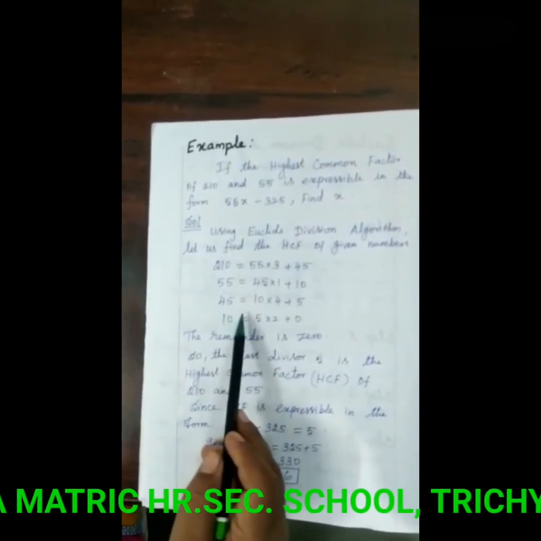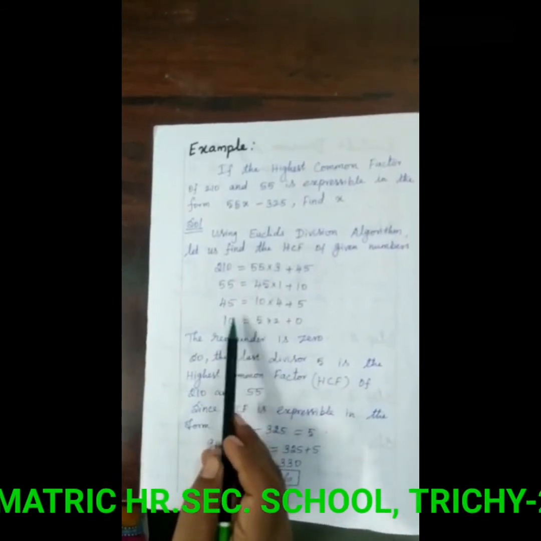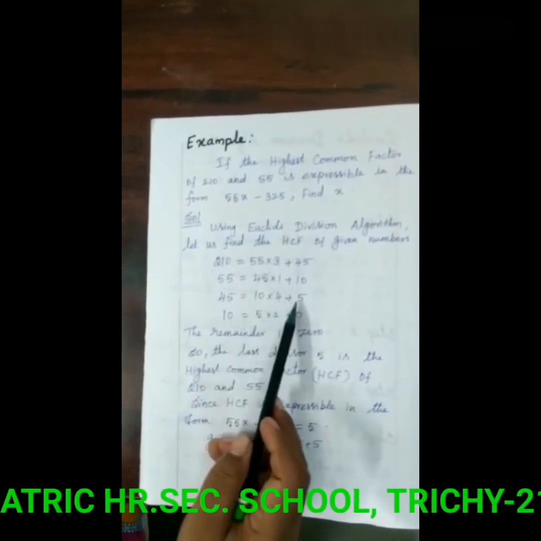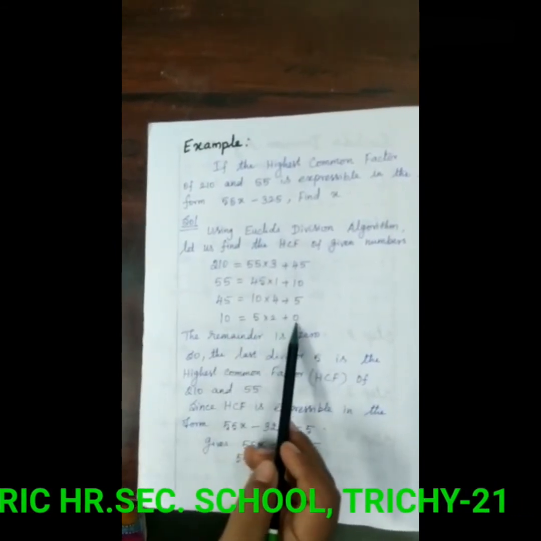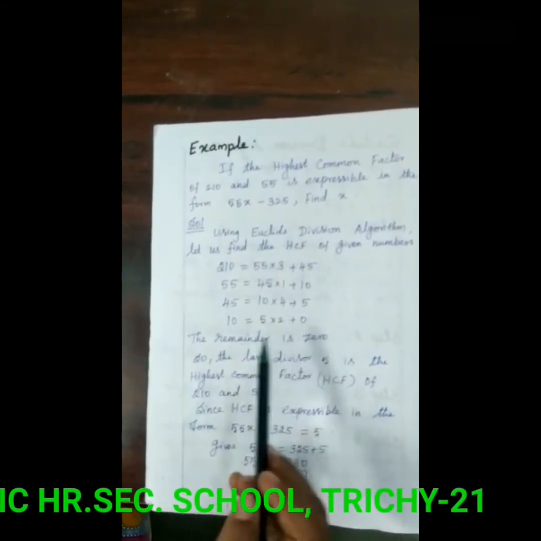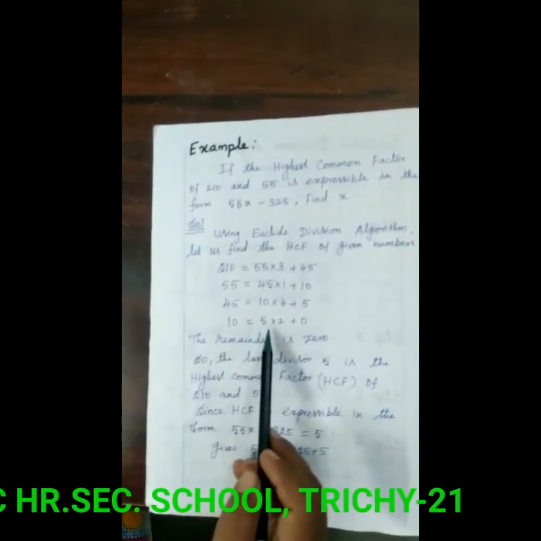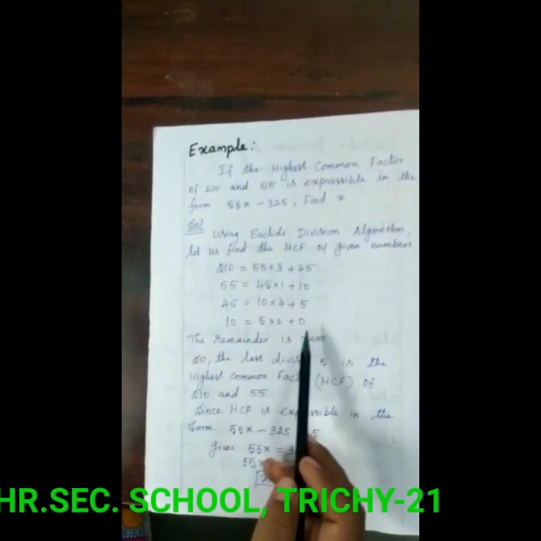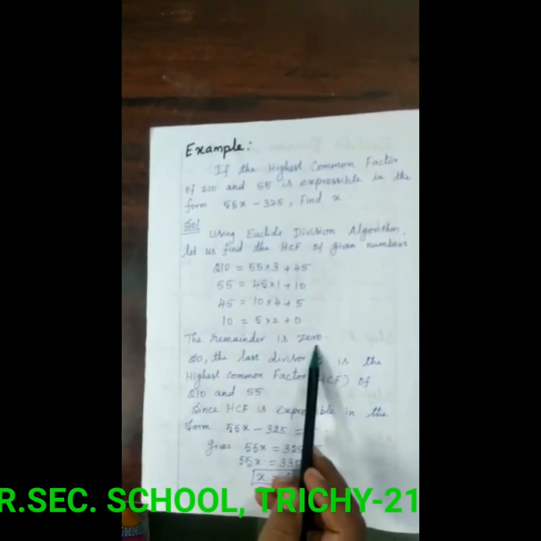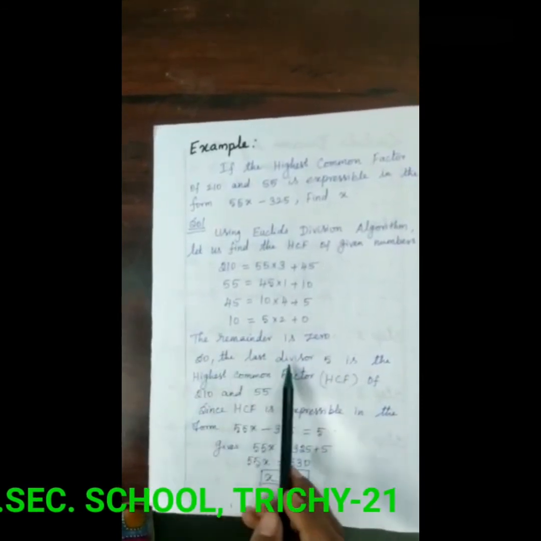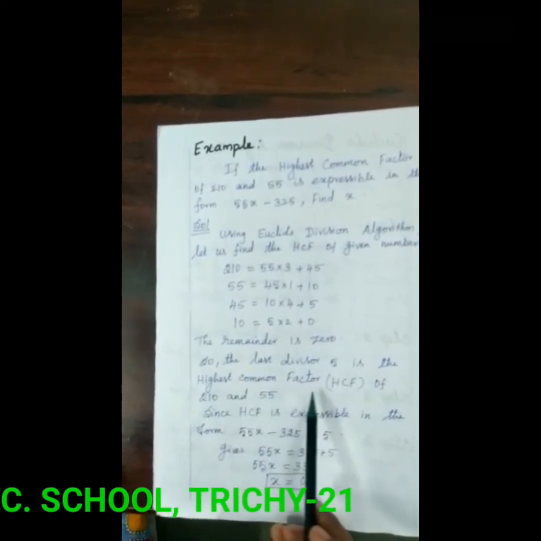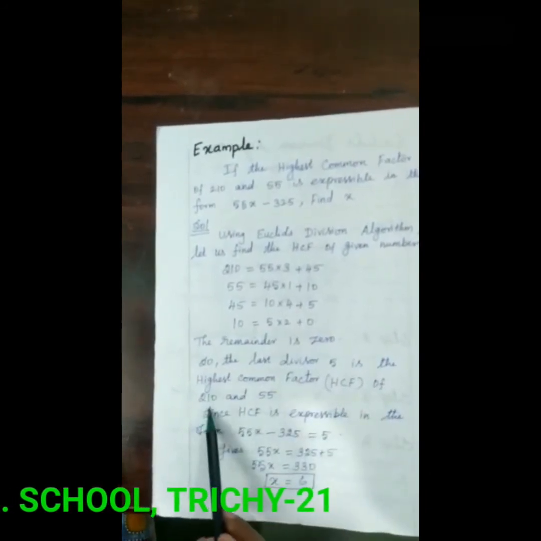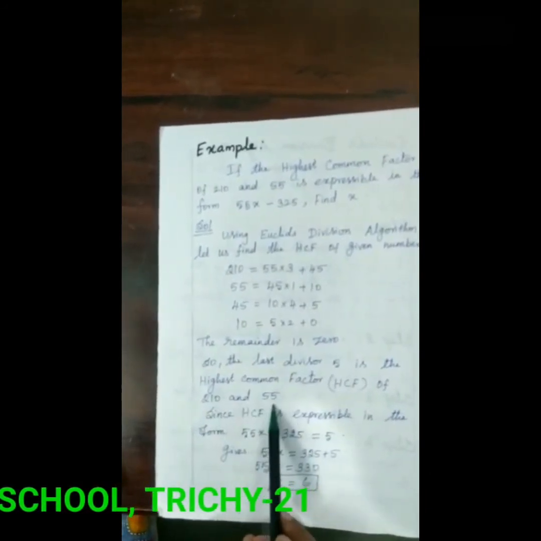By this same way, you take the 10 and multiply 5 into 2, we will get remainder 0. So 10 is equal to 5 into 2 plus 0. The remainder is 0. So the last divisor 5 is the highest common factor of 210 and 55.